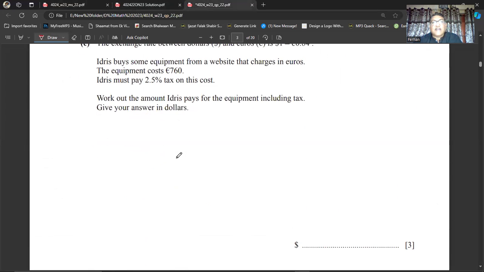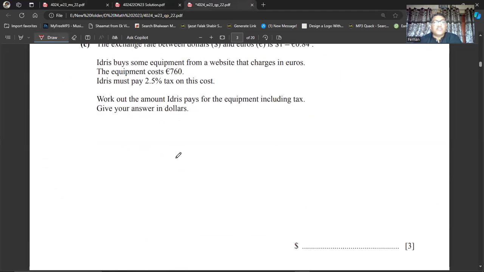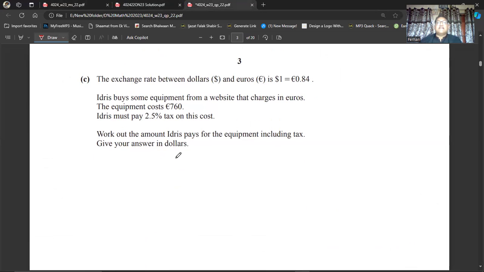That is question number 1, and it's C part. It's a 3 marks question, and we have to give the answer in dollars. The exchange rate between the dollar and euro is $1 equals 0.84 euros. Adris buys some equipment from a website that charges in euros. The equipment costs 760 euros. Adris must pay 2.5% tax. So they are going to pay 2.5% tax. This is the money they have to pay.